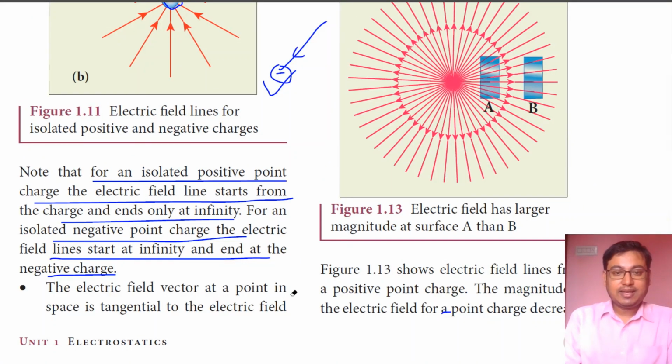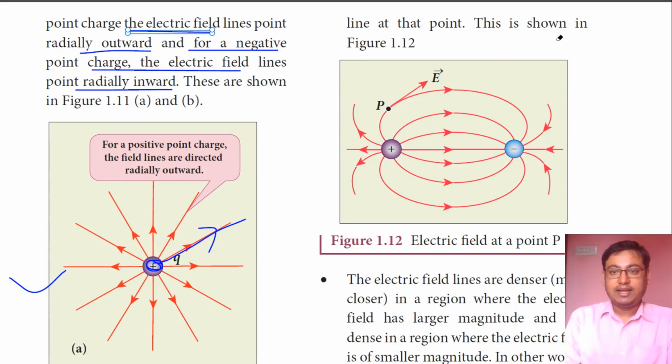The electric field vector at a point in space is tangential to the electric field line at that point, as shown in figure 1.22. We have seen earlier that from a positive charge electric field lines come outward, and to a negative point charge electric field lines go inward. That is why here the electric field lines are coming outward from the positive charge and going inward to the negative charge. Take any point on this line and draw a tangent at that point. That will be the direction of electric field. I hope you understood it very well.